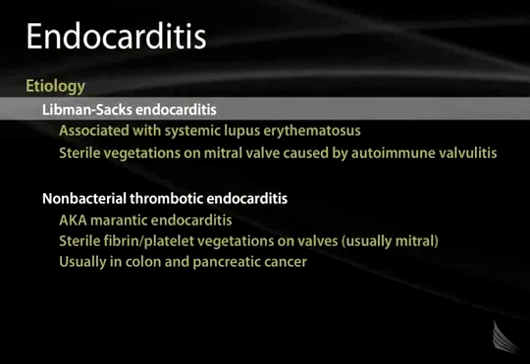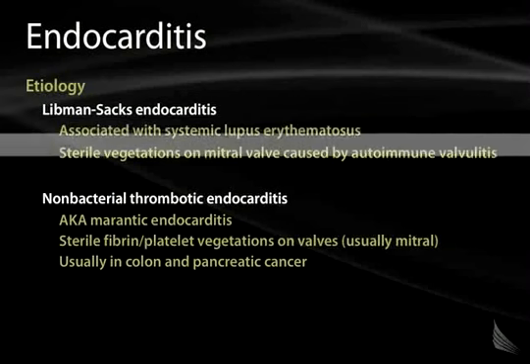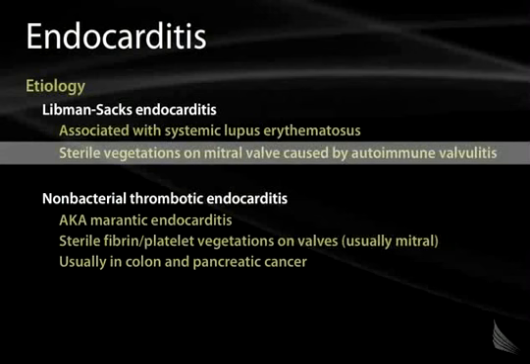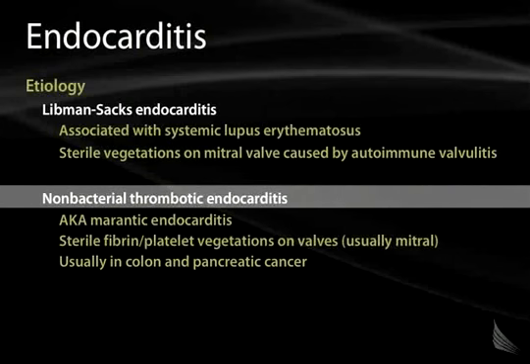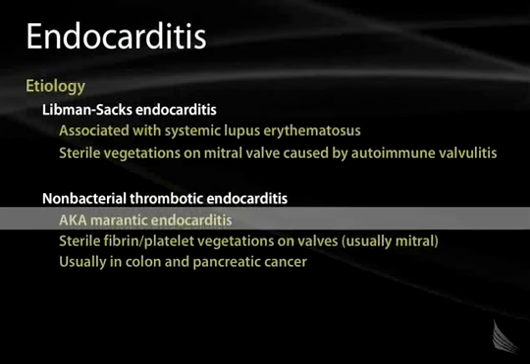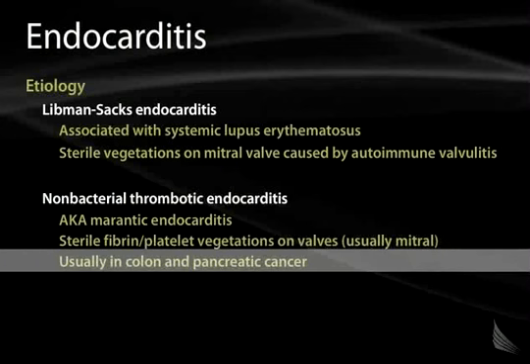Libman-Sacks endocarditis is associated with lupus. It consists of sterile vegetations on the mitral valve that is caused by an autoimmune valvulitis. You can also get nonbacterial thrombotic endocarditis, or what is known as marantic endocarditis. You have sterile fibrin or platelet vegetations on the valves, usually the mitral valve mostly, and it can occur in the setting of cancer, typically colon or pancreatic cancer.